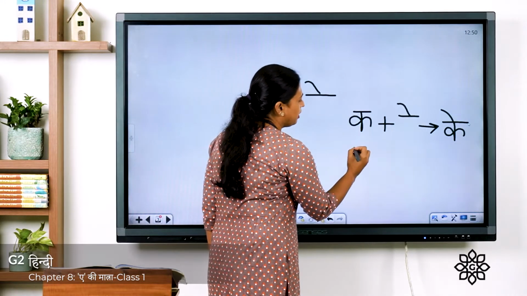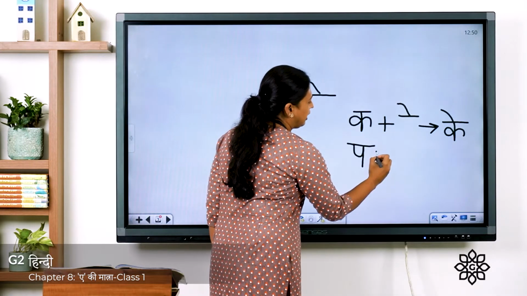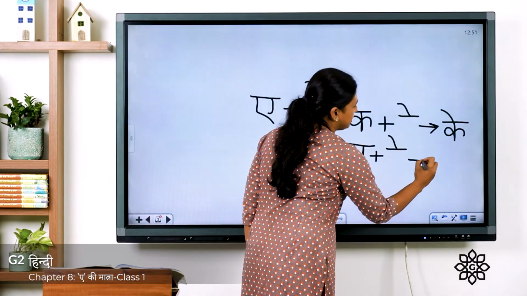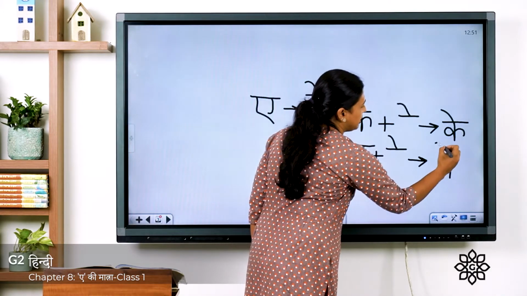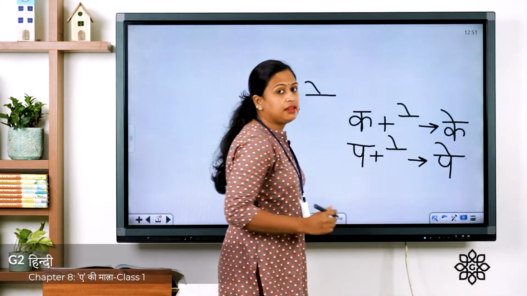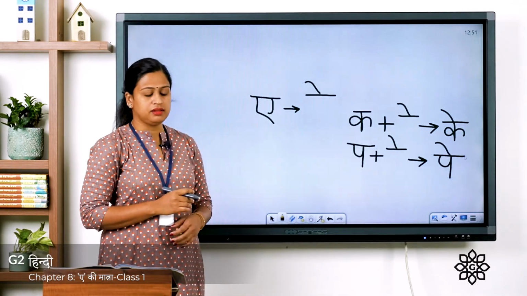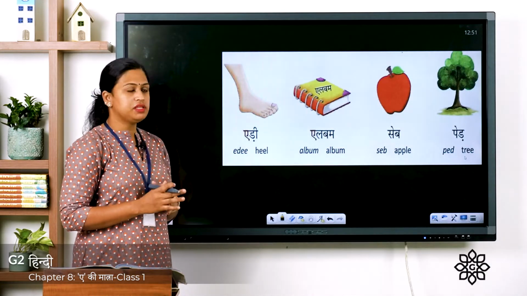Next example, Pa is the Vyanjan letter and we have to add this A symbol to Pa Vyanjan letter. So it sounds Pe, Pa plus A and it has Pe sound. So this is the way to write A symbol. Next we will see few words with A Vyanjan letter.